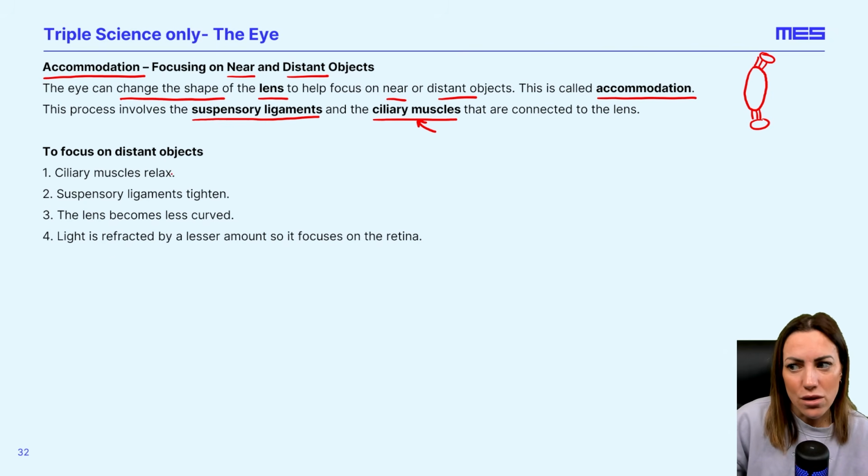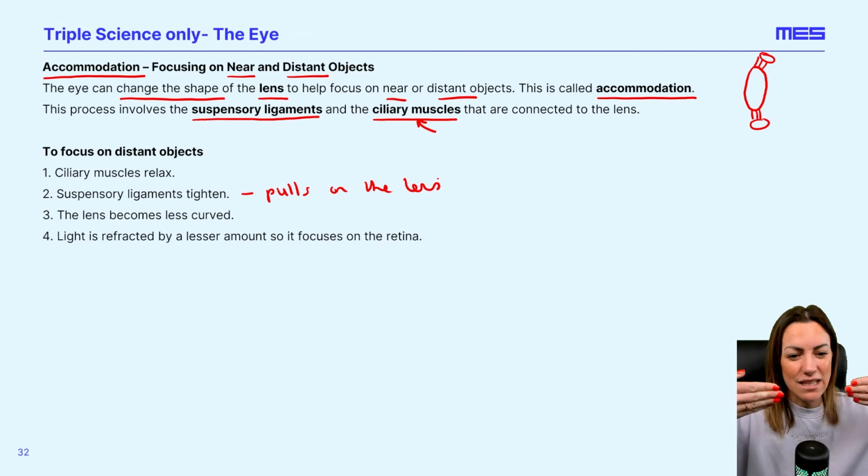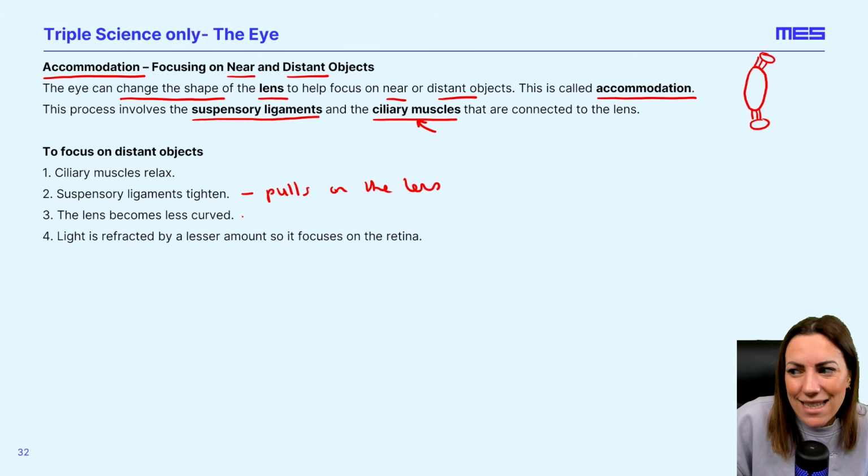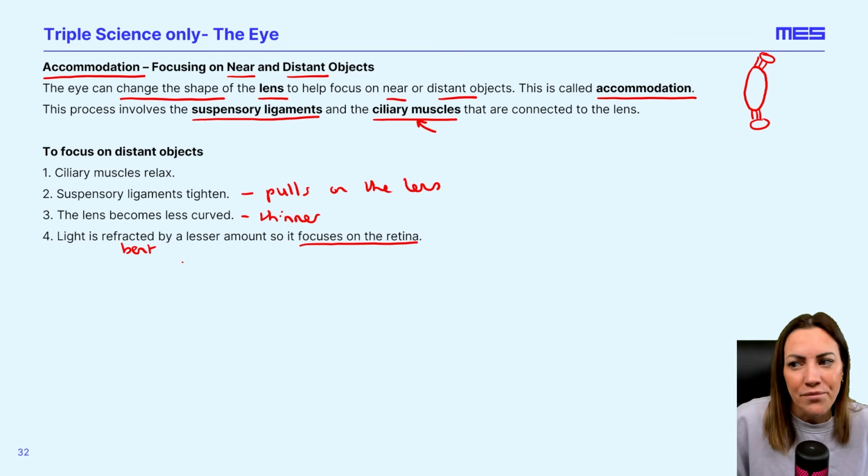So the ciliary muscles would relax and the suspensory ligaments would tighten, and that basically pulls on the lens, so the lens becomes less curved or thinner. This means with a thinner lens or a less curved lens, the light is refracted or bent by a lesser amount, so it focuses on the retina so you can see that distant object clearly.